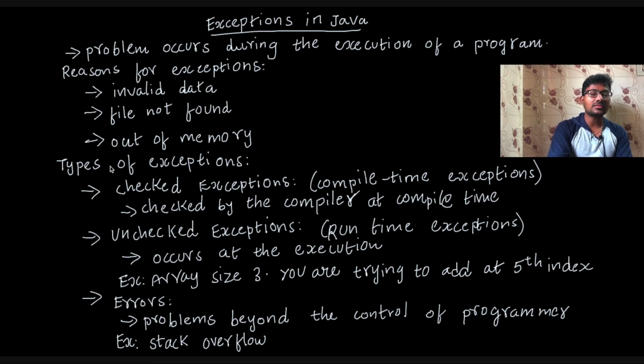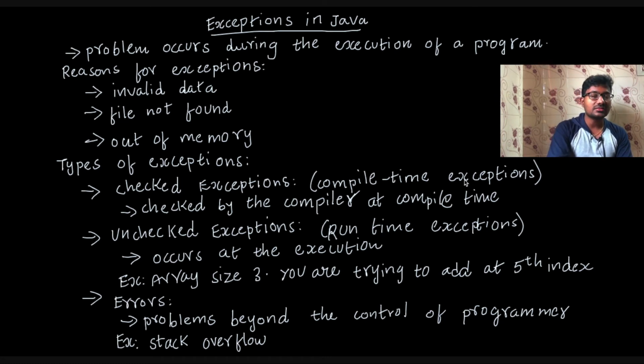And then there are three types of exceptions. The first one is checked exceptions, second is unchecked exceptions, and third is errors. Checked exception means compile time exceptions, which are pre-known. For example, if you're writing some fragment of code, the compiler tells that this fragment of code would cause some exceptions, so you should handle that exception in a better manner. That is called compile time exceptions.